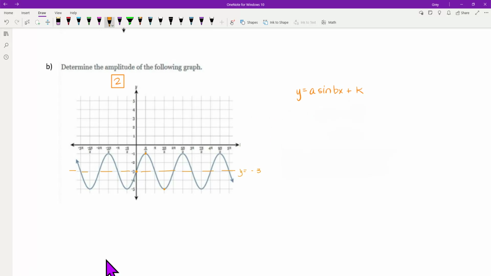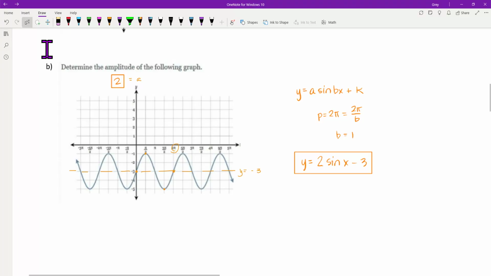Y equals a times the sine of bx plus k. So a is my amplitude. We already found that right here. B is my period. I've got to go find the period of this function. However you wish to do it, if you go from 0 to this one, that's 0 to 2 pi. So that means my period is 2 pi. Set that equal to 2 pi over b, and you find that b is equal to 1. And now, what is k? K is my midline. We already found that at the beginning. So my equation is y equals 2 times the sine of x minus 3.